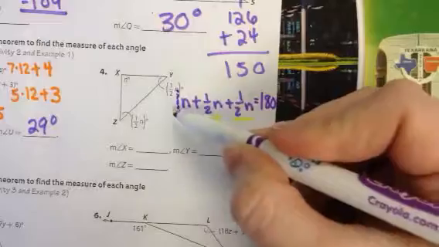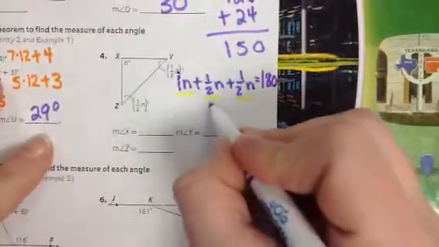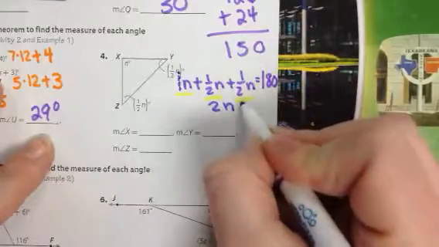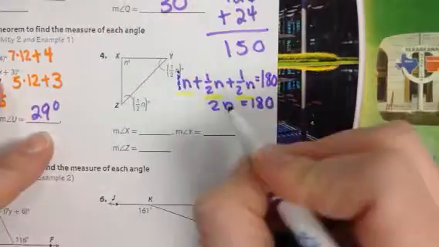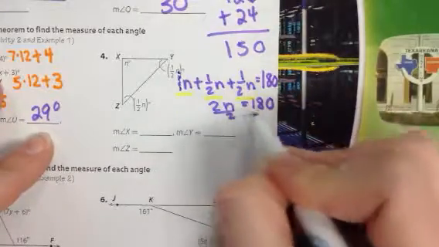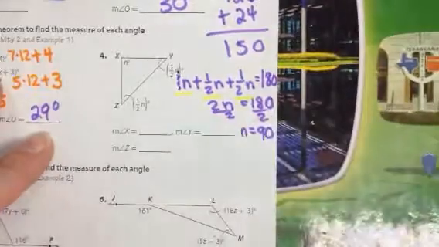Okay, so I have a 1, plus a half plus a half. That is going to be 2n. I'm going to bring down the other side. They are multiplying, so I'm going to divide to get n is 90.